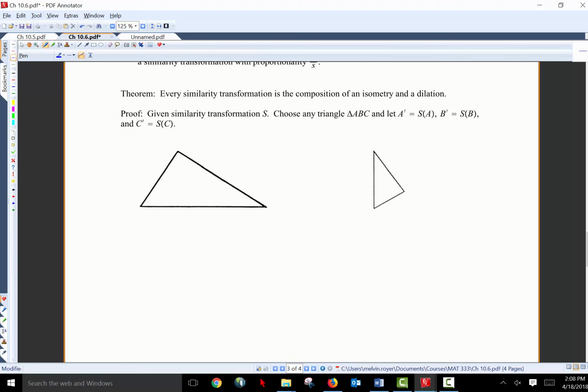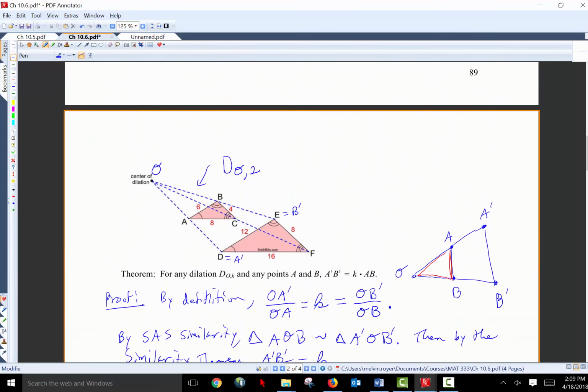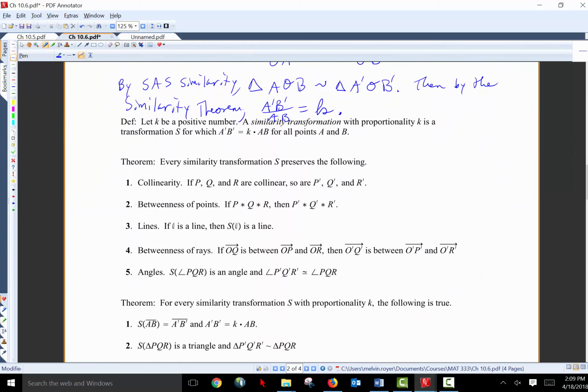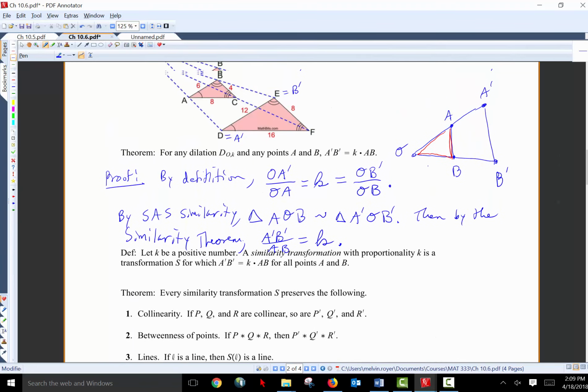Our first shot at it, and it's the bulk of the work, is to say that every similarity is at most 2 transformations, one isometry and one dilation. By the way, let's go back and draw a picture here. How does a dilation compare with a similarity transformation? Is every dilation a similarity transformation?